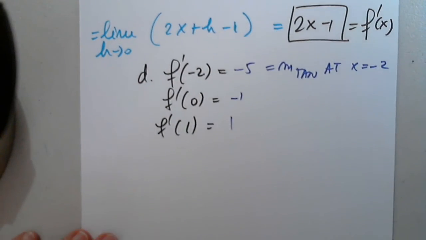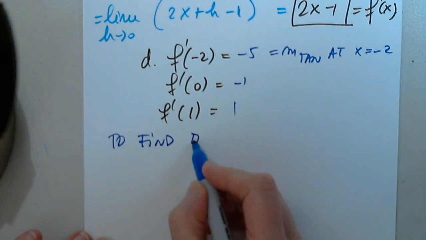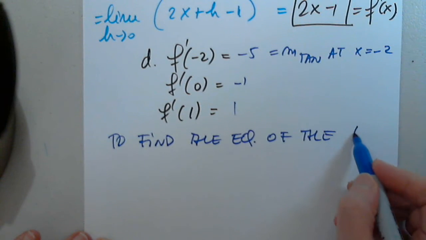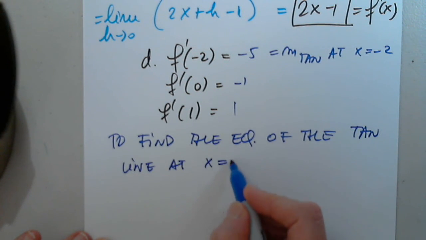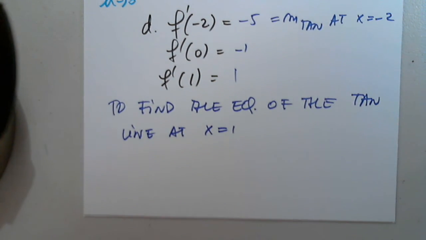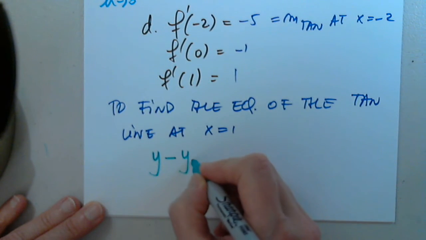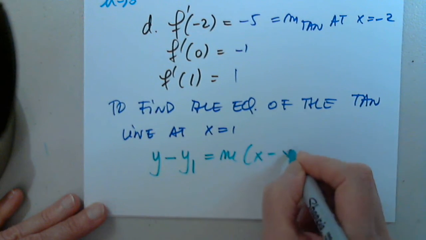Very good. So, to find the equation of the tangent line at x equals 1, can anyone remind us what equation we have to use? Is it y equals mx plus b? Yes, but we don't have the y-intercept. No, point slope form.